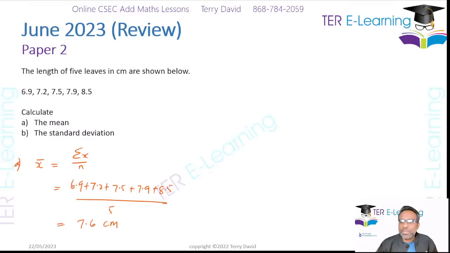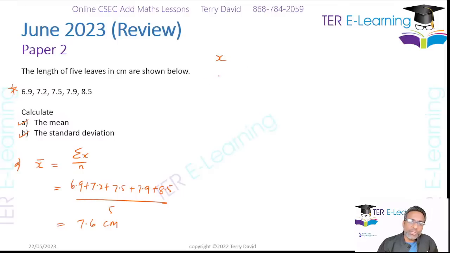Right, so some people are getting 7.6. That's what I'm getting as well. So that's your x bar. Now, calculating the mean is very straightforward. Standard deviation, on the other hand, we need to draw up a little table. So let's hope that they only give us a few numbers, because if they give you a lot, then the calculation becomes a little lengthy.